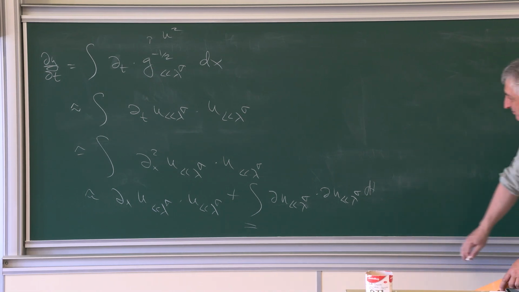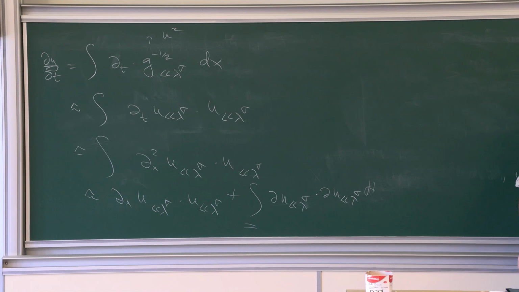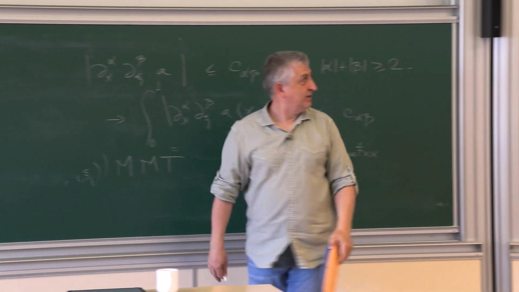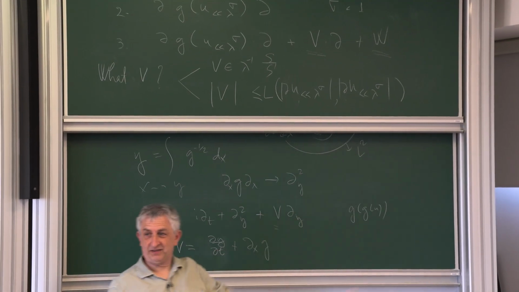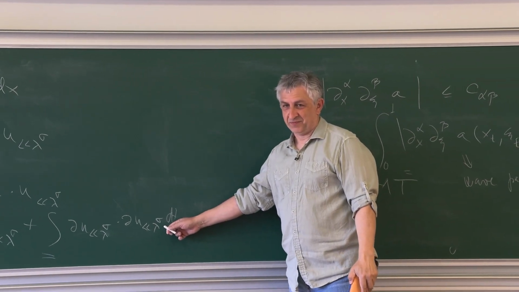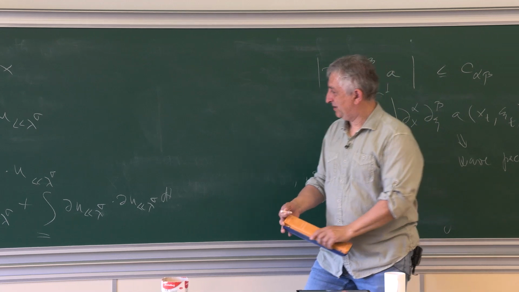And then what do we do with this guy? We would like to put it in this V in here, but we can't quite do it because in this V in here, implicitly there is some decay. These guys are decaying at infinity. This one doesn't decay at all because of the integration. Okay? So what do we do with this guy?